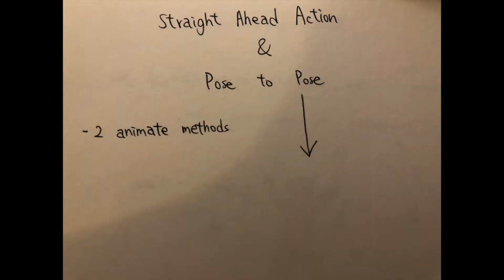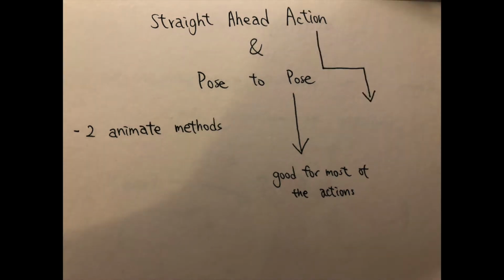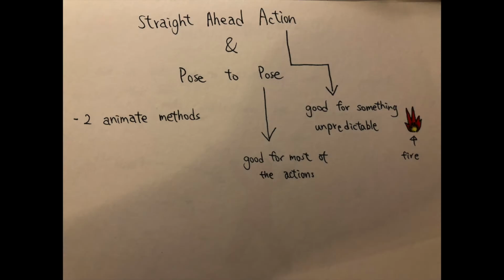Straight ahead action and pose to pose are two different methods of animating. Pose to pose is generally a good method for most actions, as it can give you the idea of what it looks like in the very early process. It helps to reduce the opportunities for error. Straight ahead action is good for animating something unpredictable, for example, fire.